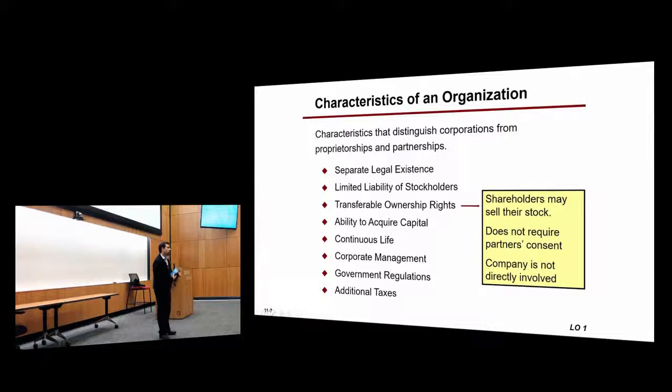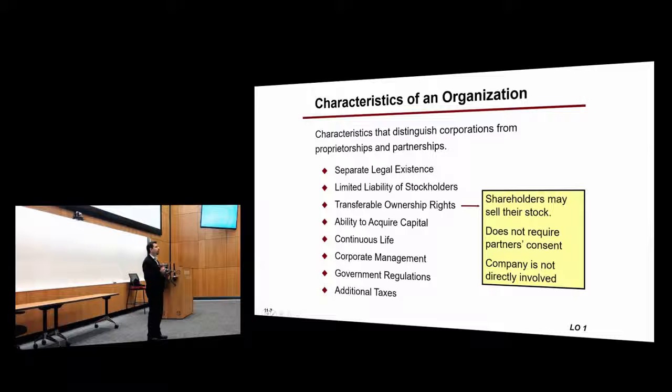We also talk about transferable ownership. With a partnership, if you want to sell your share of the company to someone else, you need to get the approval of the other partners. Usually the exact terms are written in the partnership agreement, but generally speaking, you need to get their approval. Whereas if you buy stock, you do not need anyone's approval to sell it to someone else. So ownership rights are transferable without the need to get any approval. It's much smoother and easier with corporations.